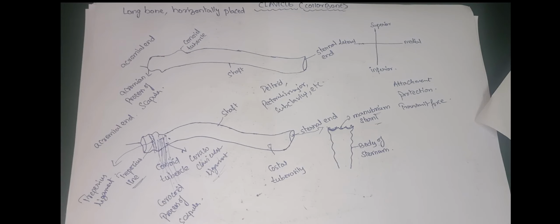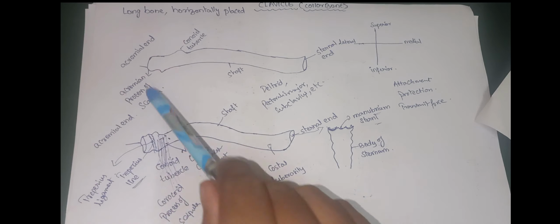Hello friends, in this session we are going to learn about the clavicle bone and about some general features and functions of the clavicle bone. The human body consists of two clavicles, which are placed horizontally between the shoulder blade or scapula and the sternum. This clavicle bone is a bridge, an attachment between the upper limb and the sternum.